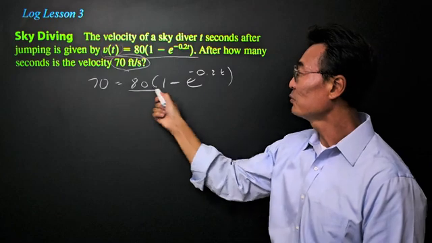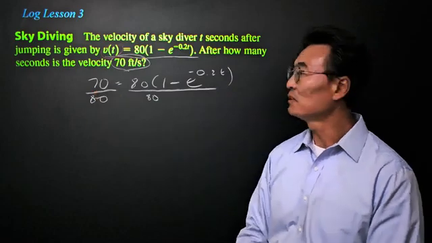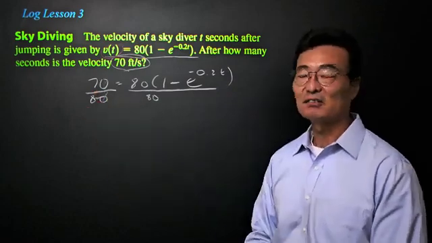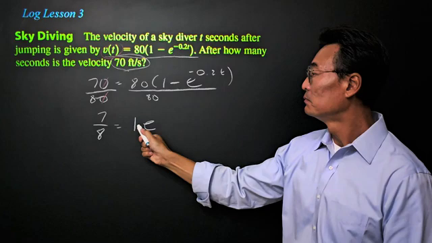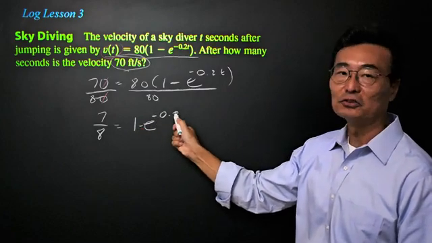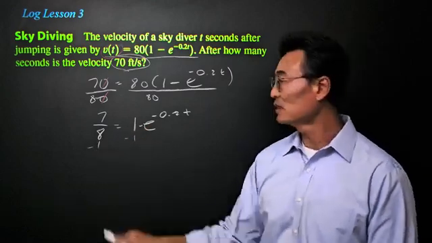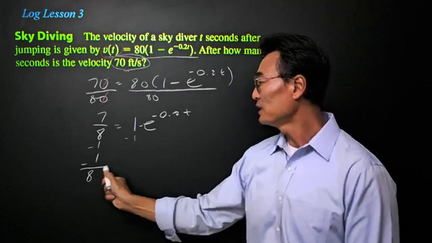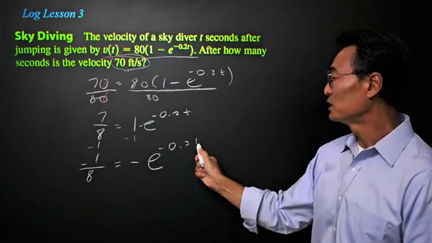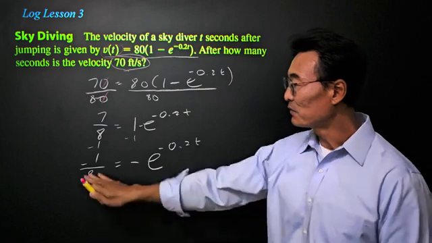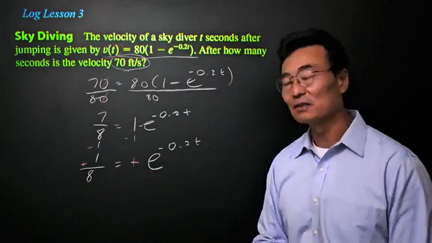The first step, obviously, we're going to be dividing by 80 on the left and the right side, where 70 over 80, of course, is reduced to just 7 over 8. So we have 7 over 8 equals 1 minus e to the negative 0.2 t power. Then if we subtract 1 from the left and the right side, we get negative 1 over 8 equals negative e to the negative 0.2 t power. A lot of negatives here, huh? If we have a negative on the left and the right side, we can multiply by negative 1, making it positive on the left and the right side.